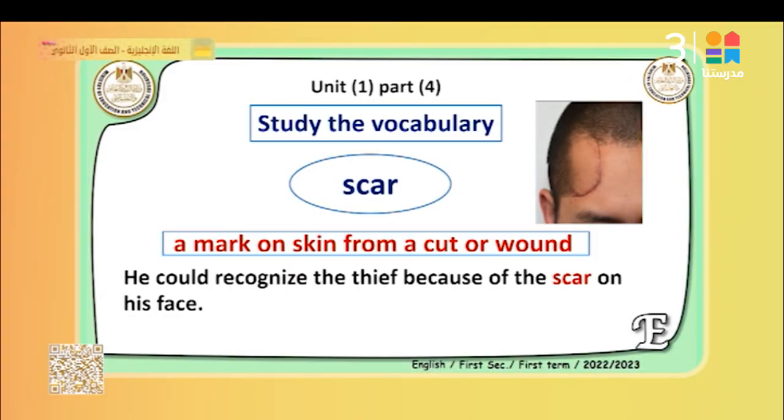What is the word scar? Look at the picture. The word scar. Scar means a mark on the skin from a cut or wound. So we can say, he could recognize the thief because of the scar on his face. So he knew the thief because there is a distinctive mark. There is a scar on his face.